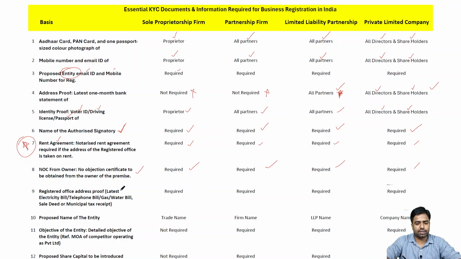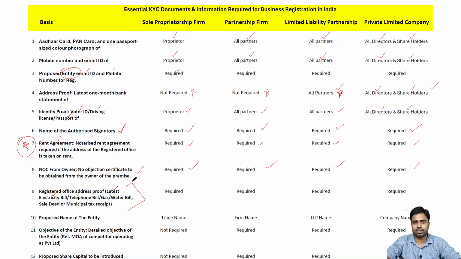Then registered office address proof. For proving that the landlord is the actual owner of that premises, or if you are registering it in your own premises, the government will require the latest electricity bill. It's mandatory. Latest electricity bill, telephone bill, gas bill, water bill.